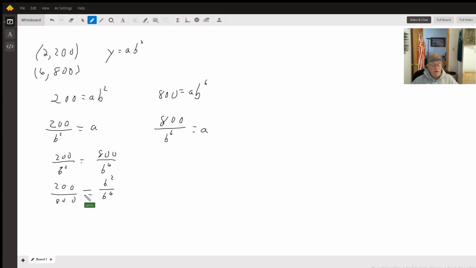Well, 200 over 800 is 1/4. B squared over b to the sixth is going to be 1 over b to the fourth. Well, since this is a proportion, I can flip both of those over. I get 4 equals b to the fourth. Then I'm going to take the fourth root of both sides. And I'll get b equals the fourth root of 4.